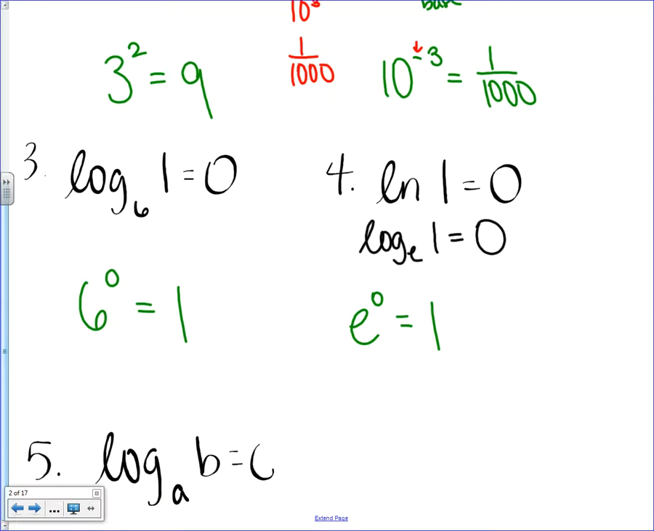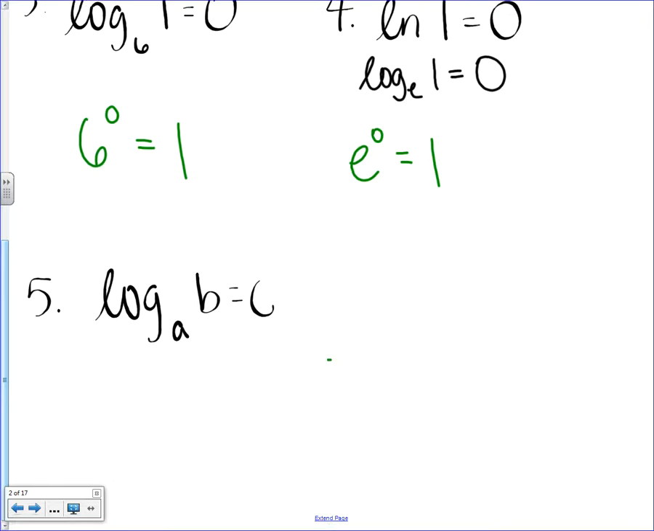Finally, let's do an example where I really don't have any numbers. I've got my base of a, I've got my exponent of c, and I've got my answer of b. Okay, so we should be pretty good at changing from log form to exponent form.